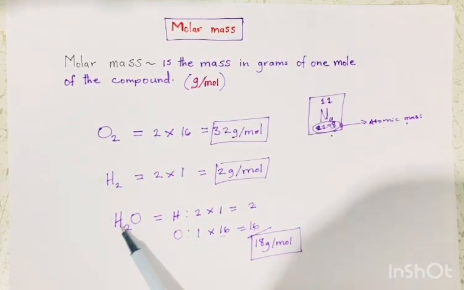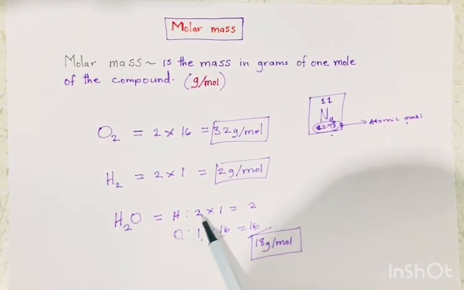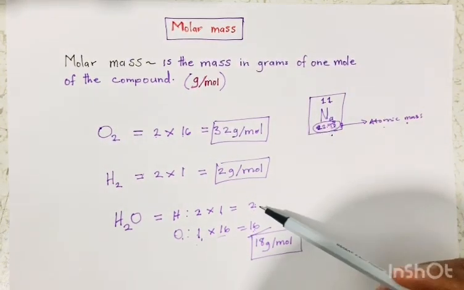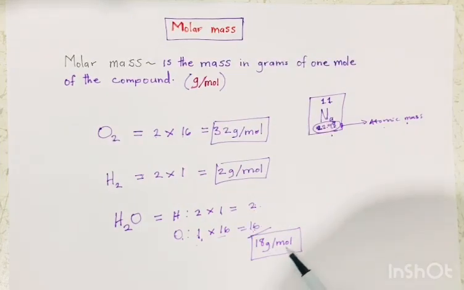We also have water. Water is H2O. So we list the elements. We have hydrogen, we have oxygen. Hydrogen here is 2 times. Oxygen here is 1 time. And so we're going to multiply the number of times they appear by the atomic mass. So 2 times 1 gives us 2. And then oxygen is 1 times 16 giving us 16. 2 plus 16 gives us 18 grams per mole. This becomes the molar mass.